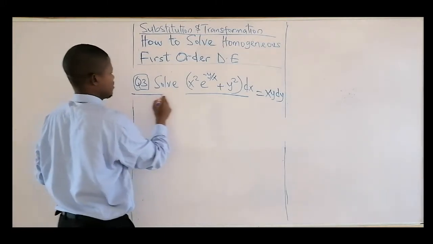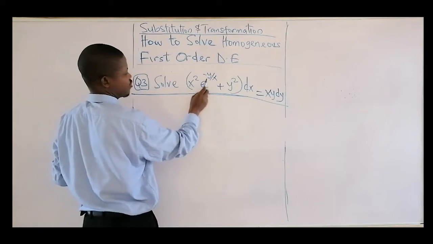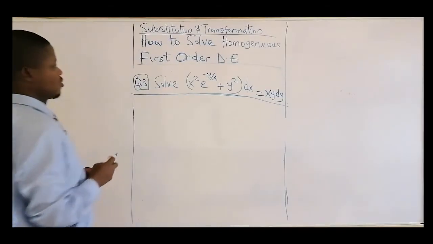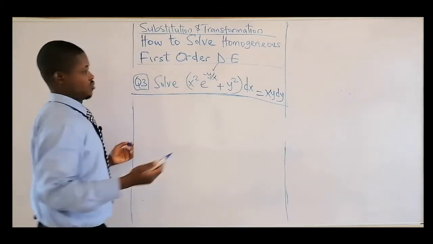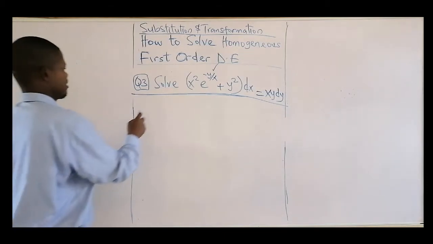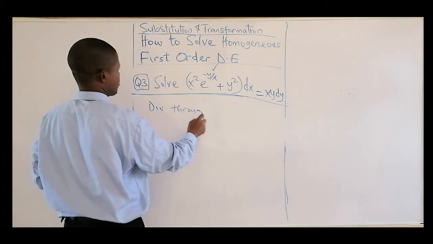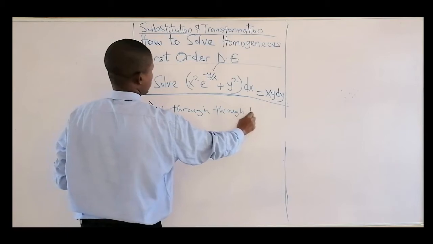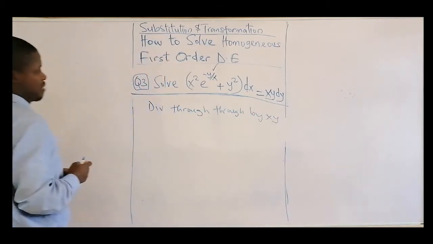We have this question: solve x squared e to the power x plus y squared dx. So what you do, and this is a signal for you of what to do, is to divide the equation through by this xy. Okay, that xy.